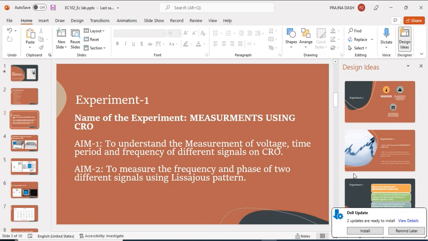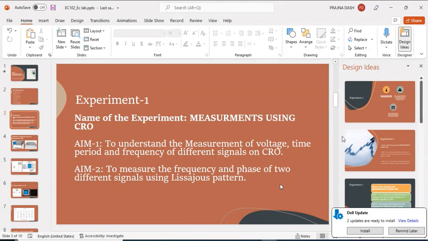So one objective of this experiment is to measure the voltage, time period and frequency of different types of signals, so that you will be acquainted with how to generate different signals and how to use the CRO for measuring those parameters. In the next objective, you will measure the frequency and phase of different signals. If two signals are available, and one signal is known to you, then from the known signal frequency, you can calculate the other signal using the CRO.